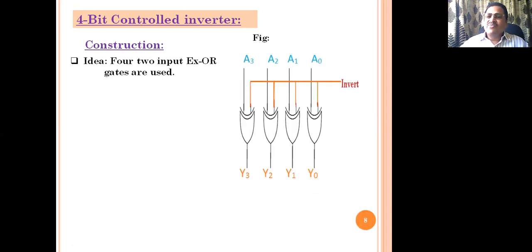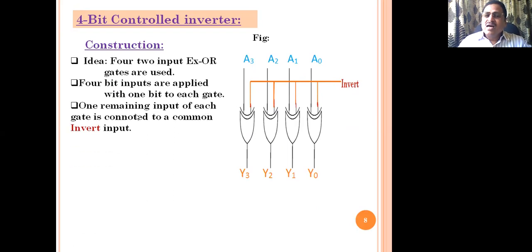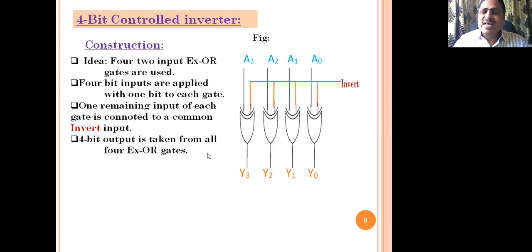So we have the 4 XOR gates here: 0th position, first position, second and third. Suffix 0 is for the LSB and suffix 3 for the MSB of the 4 bits. In the construction we have seen, the 4-bit data A3, A2, A1, A0 is applied as one input for each XOR gate. Then the remaining input of each XOR gate is coupled together to a common input called the invert input. Then the resultant output we find is again 4 bits from all these 4 XOR gates in sequence as Y3, Y2, Y1, Y0.